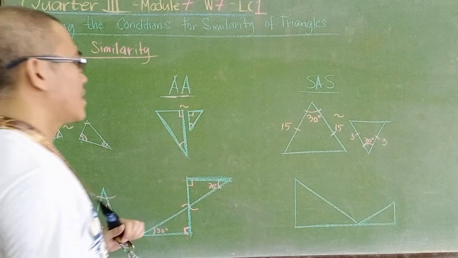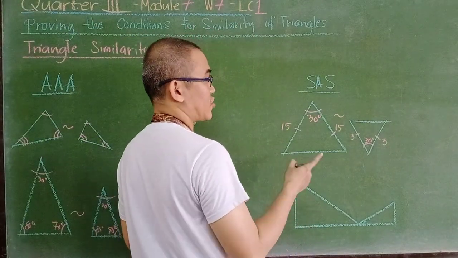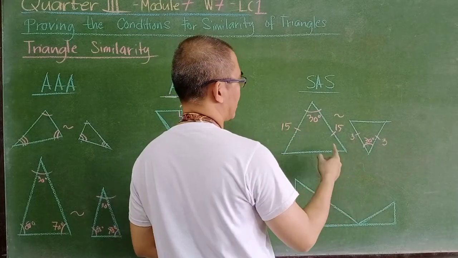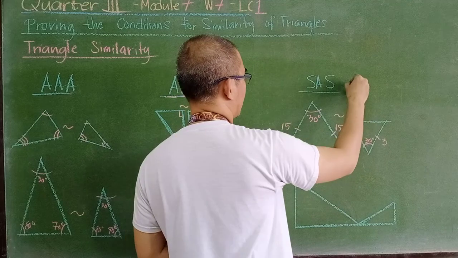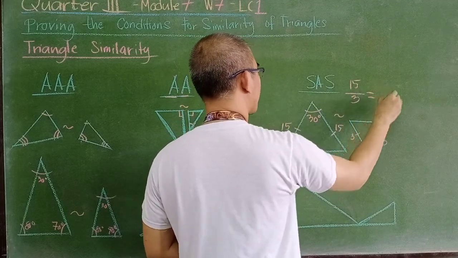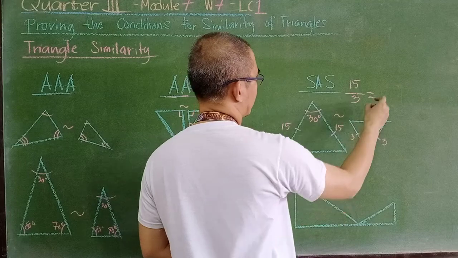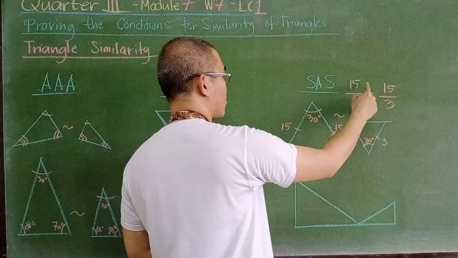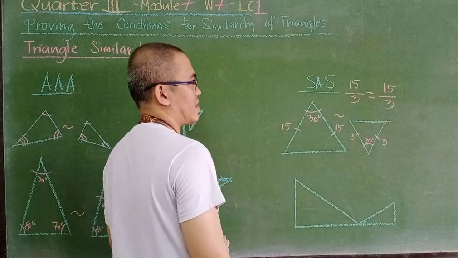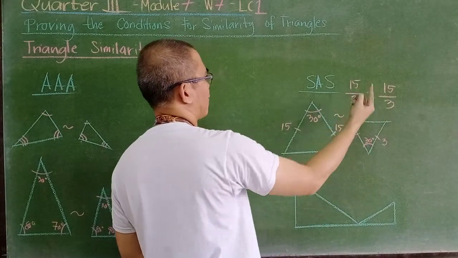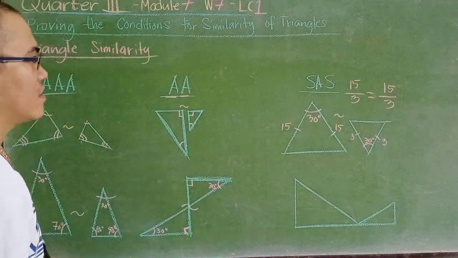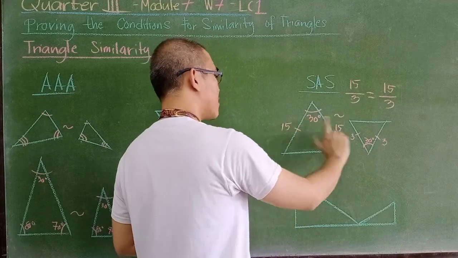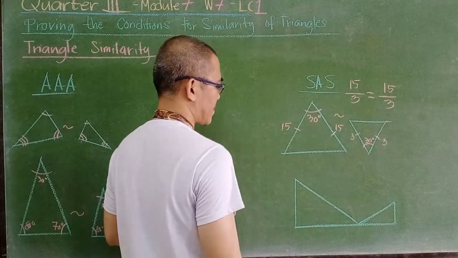So paano mo malalaman kung proportional yan? So again, gagamit ka ng ratio and proportion. So this part corresponds to this part. Dahil halimbawa lang, dito na lang, this part corresponds to this part. So we have 15/3. And then this part corresponds to this part. So this is 15/3. So pag mag-cross multiply ka, dapat equal sila. So 3 times 15, that's 45. 3 times 15 is also 45. So kapag meron kang sides na proportional, tapos isang given angle, ibig sabihin, these two are similar.